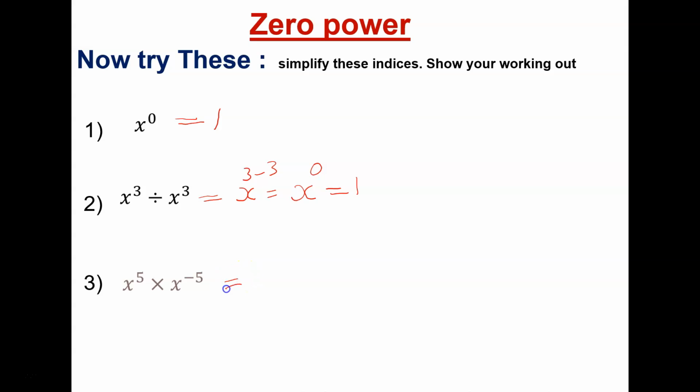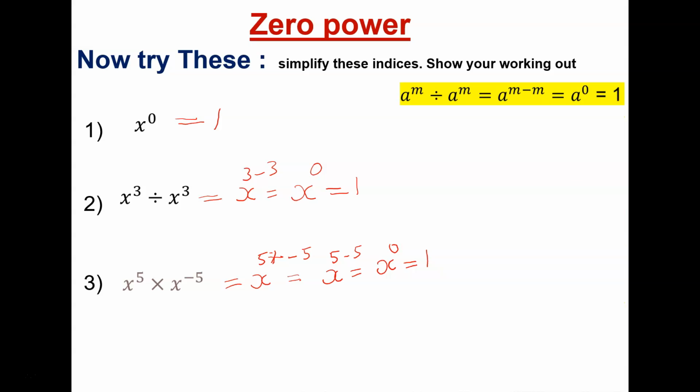What about this one? Let's do it. x power of 5 times x power of minus 5. If you multiply them, you need to add the two powers. That gives you x power of 5 minus 5, and that's x power of 0 again, and that's 1. Okay, so we finished zero powers. And that was the formula that we're supposed to use.